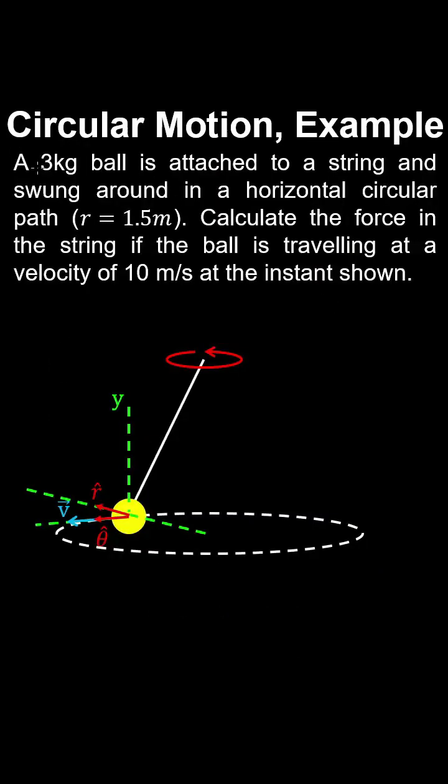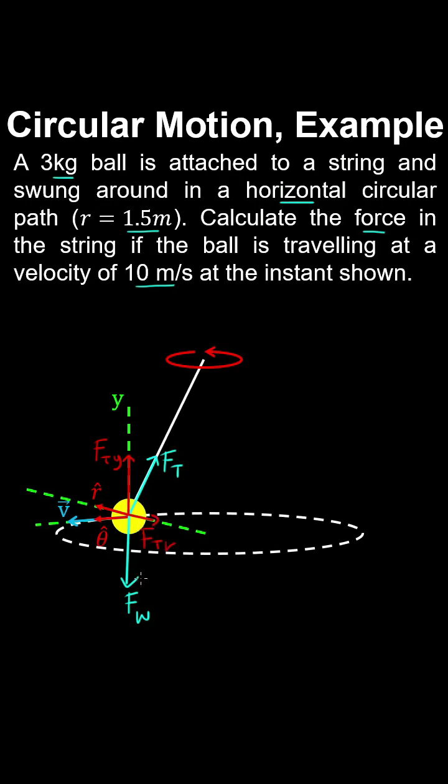A 3 kilogram ball is attached to a string and swung around in a horizontal circular path with a radius of 1.5 meters. We're asked to calculate the force in the string if the ball is traveling at a velocity of 10 meters per second. In horizontal circular motion, we have the following forces acting on the ball. The vertical component of the tensile force opposes the force of weight, and the radial component keeps the ball traveling along the circular path.